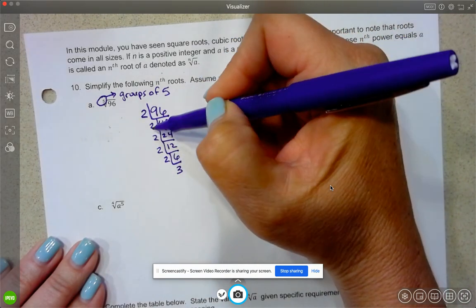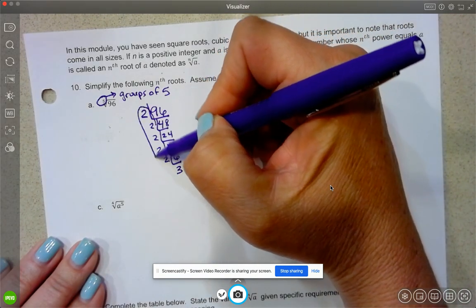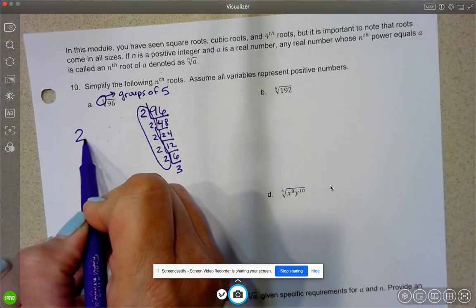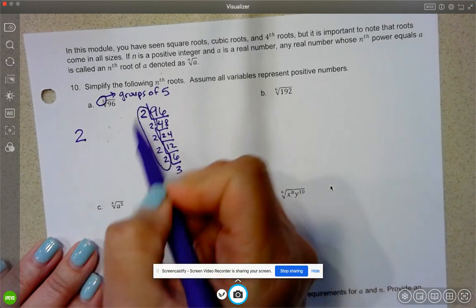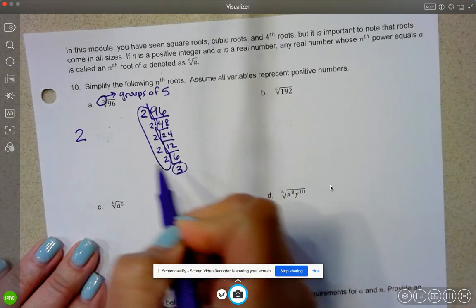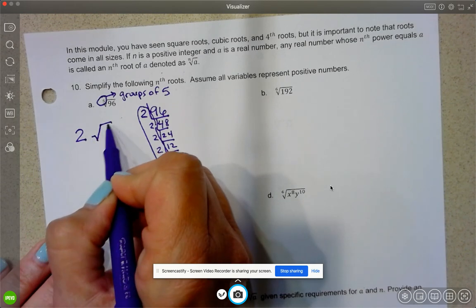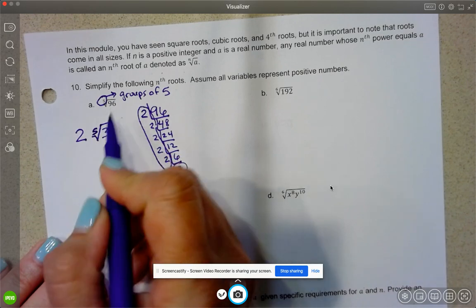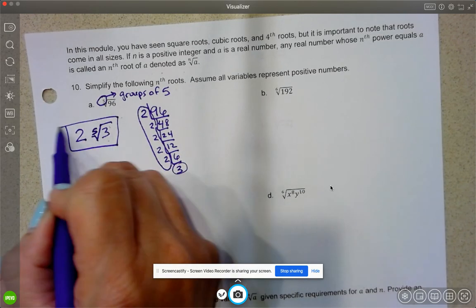So I see here I have a group of 5 2s. That's going to go on the outside, 2, because I have a perfect group of 5 there. And then I have this 3 left over, so that's going to go on the inside, but I need to remember that I was dealing with a fifth root, so I need to make sure I put the index in there. Don't forget the index.